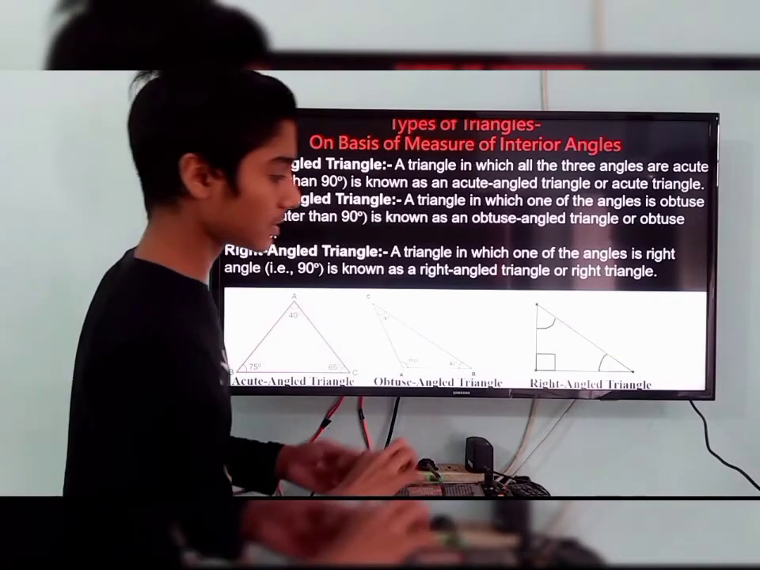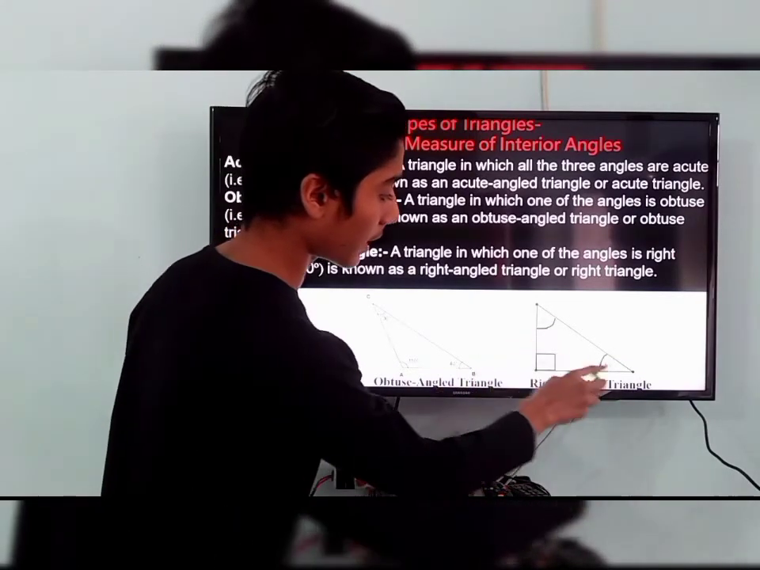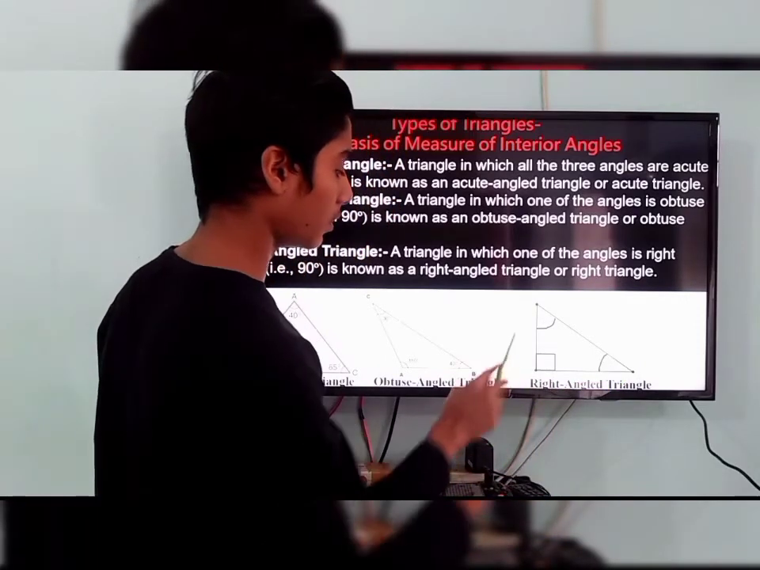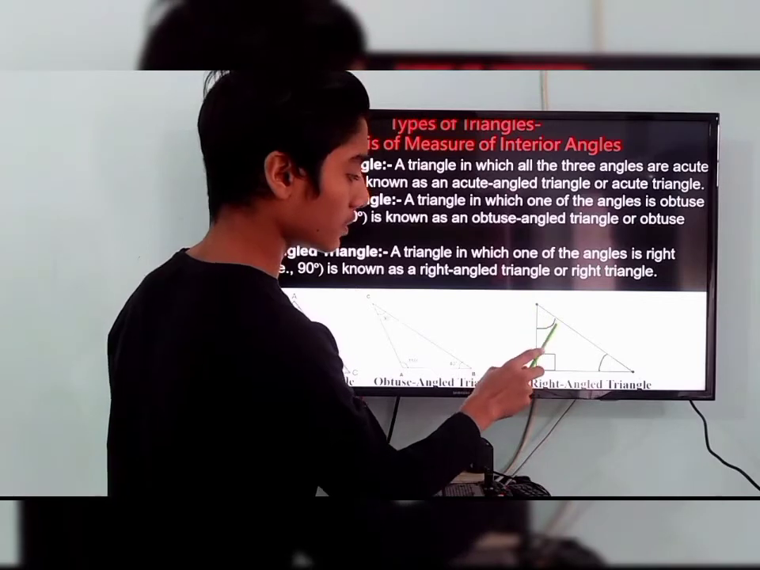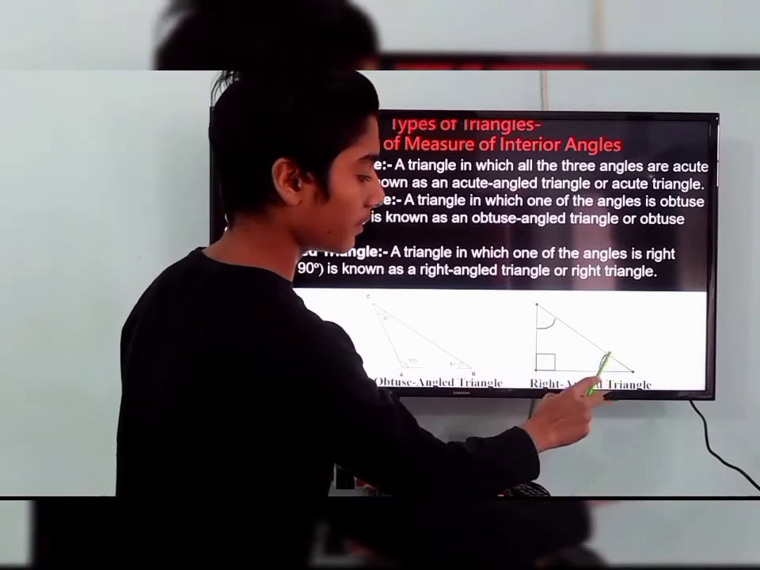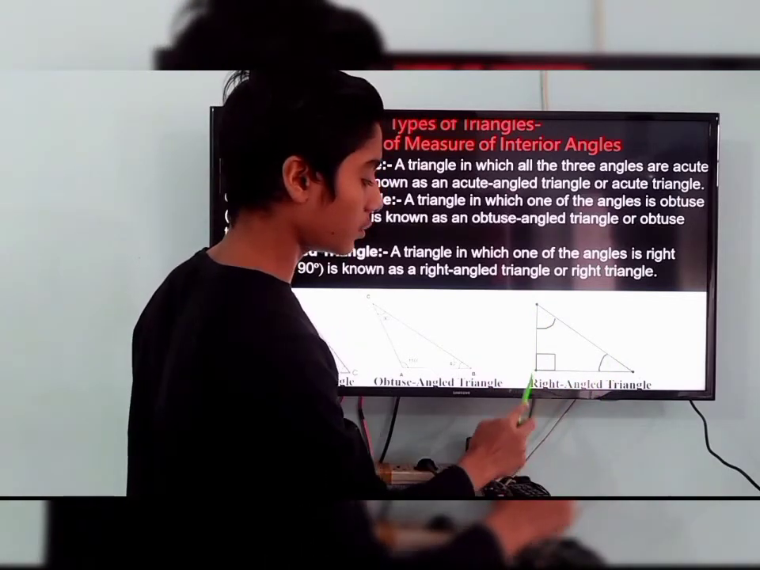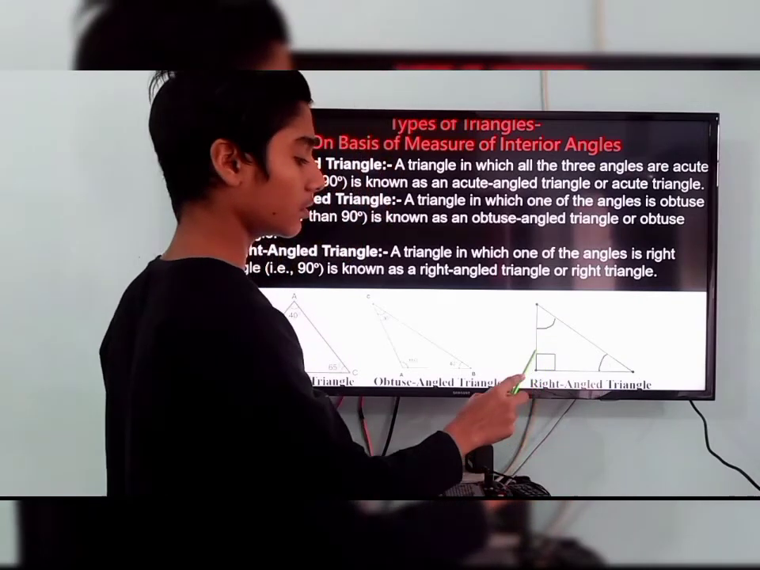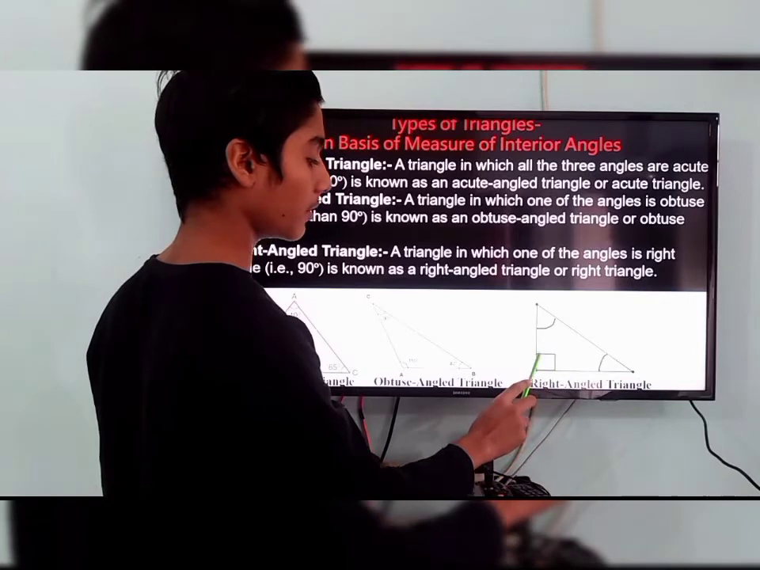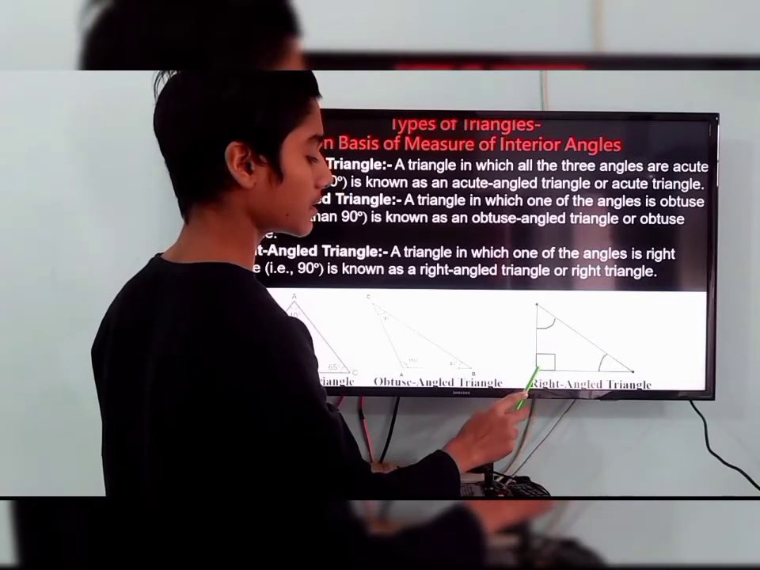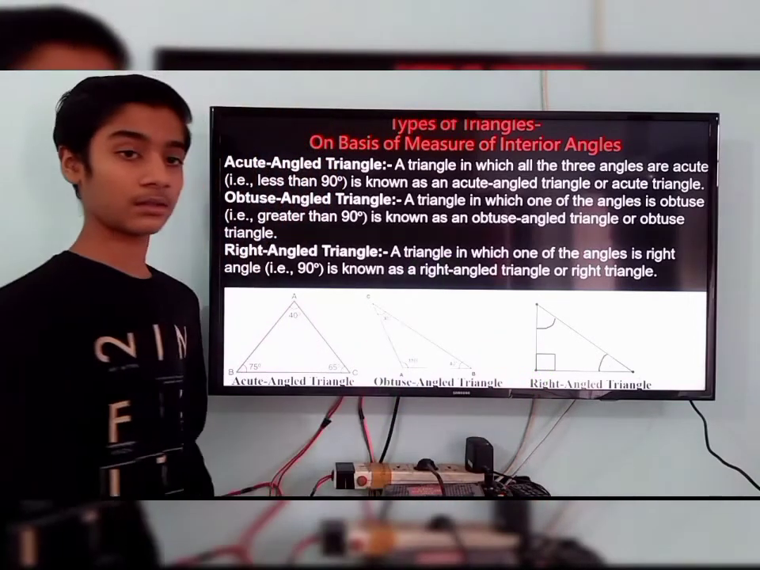Now, let's see the figure of a right angle triangle. In triangle WUP, angle W is 56 degrees, angle V is 34 degrees, and angle U is 90 degrees. The angle U is 90 degrees. Because of that, it is a right angle triangle.